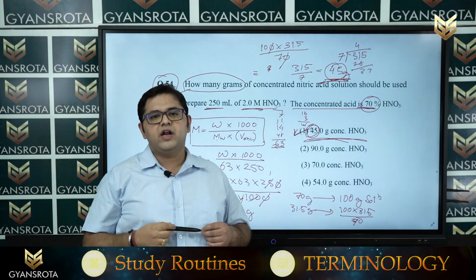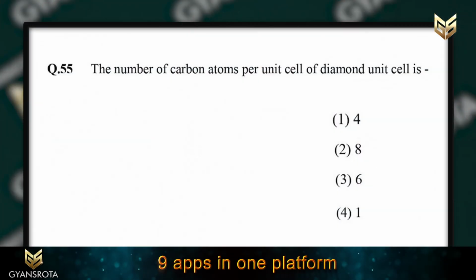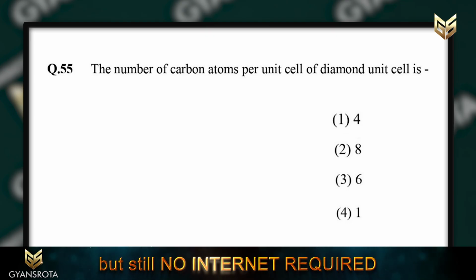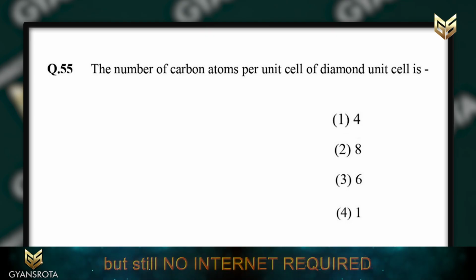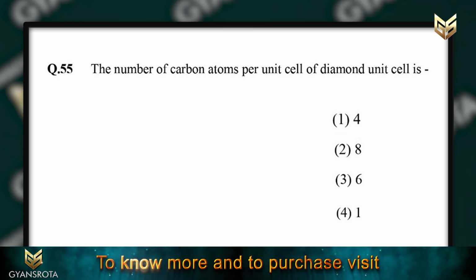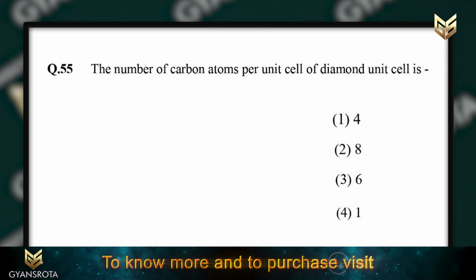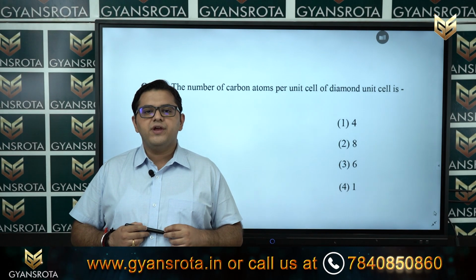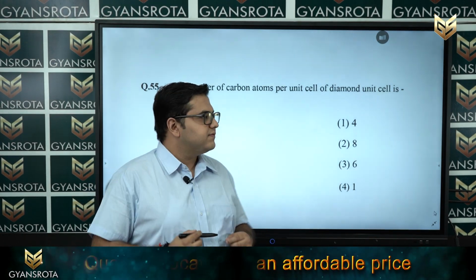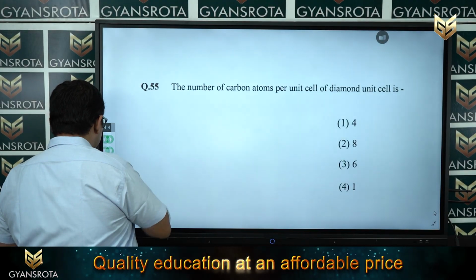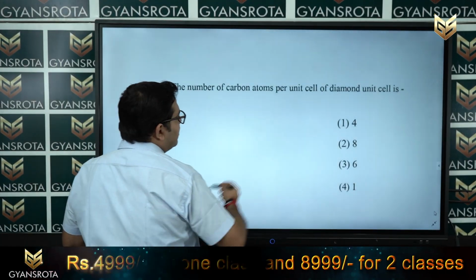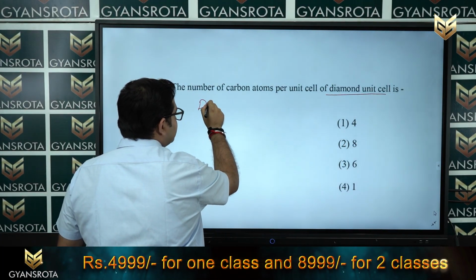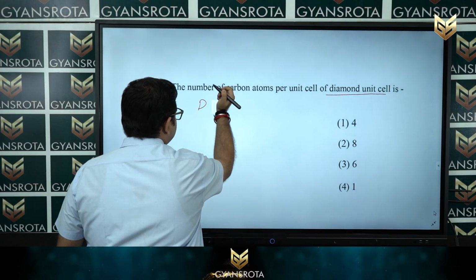So now we are moving to another question, that is question number 55. Question number 55 is on your screen. The number of carbon atoms per unit cell of diamond unit cell is. This question comes from the solid state chapter of your class 12 NCERT. So now we are moving to the solution part. Now they give you the diamond unit cell. So in diamond unit cell, okay, diamond.